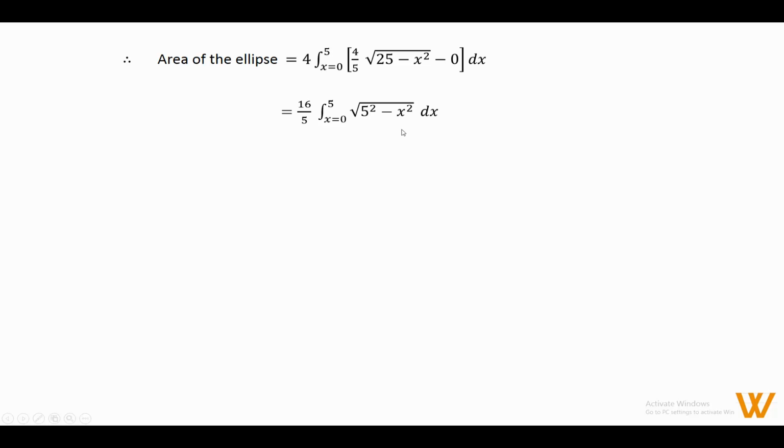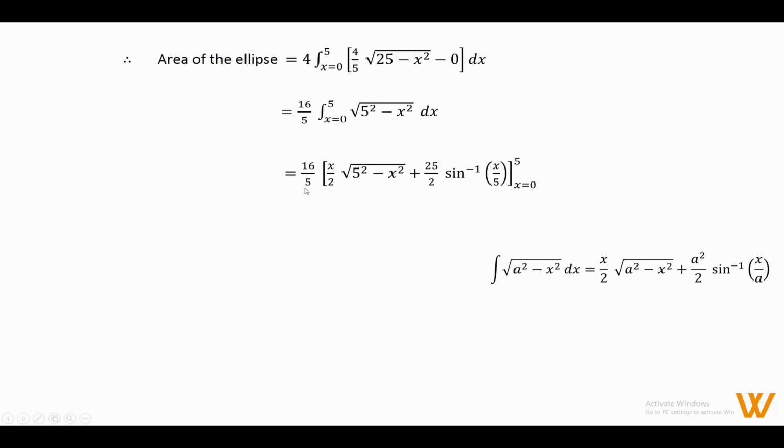Now this integration is in the form integration of square root of a squared minus x squared dx. We know the standard formula of this integration is x upon 2 square root of a squared minus x squared plus a squared by 2 sin inverse x upon a. Use this formula here, so 16/5 inside the bracket, x upon 2 square root of 5 squared minus x squared plus 25/2 sin inverse x upon 5, limit x varies from 0 to 5.